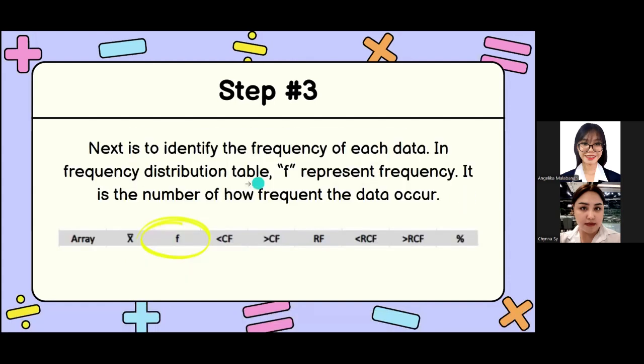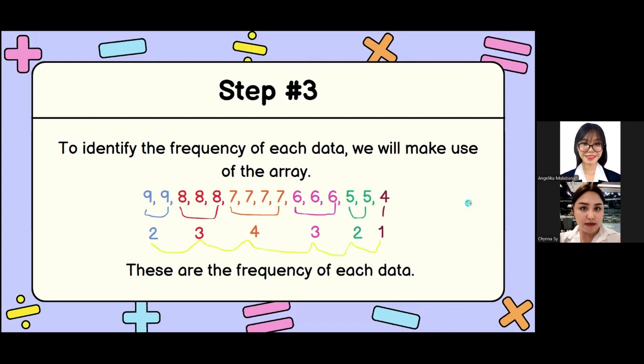Next is to identify the frequency of each data. In frequency distribution table, again, F represents the frequency. So, ano ba yon? It is the number of how frequent the data occur. So, para makuha natin yung frequency ng bawat data, we will make use of the array. Again, this is our array in descending order from highest to lowest value. Bibilangan lang natin kung ilang beses na ulit yung bawat value para makuha yung frequency ng each data.